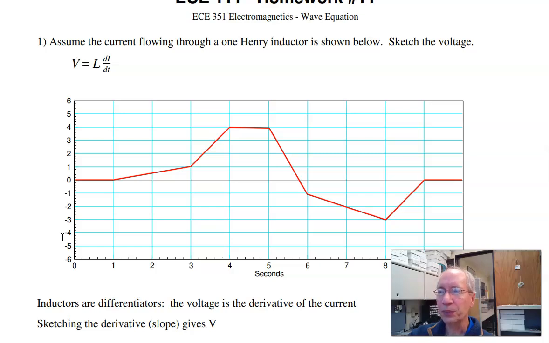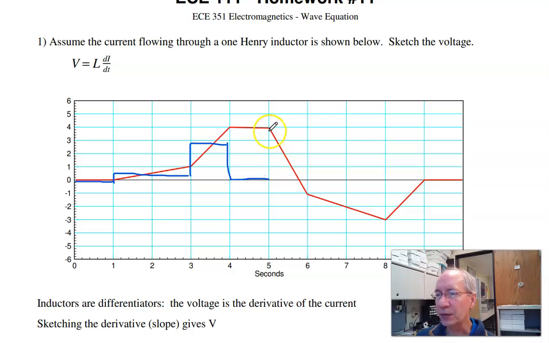What's the voltage? Well, if the inductor is 1 Henry, then the voltage is just the derivative of current. So to do that, the derivative is slope. So here the slope is 0, the voltage is 0. Here the slope is change in y over change in x, 1 over 2, 1/2. It's a jump up to 1/2. Now the slope is 3 over 1, jumps up to 3 volts. Slope is 0, jumps back down to 0 volts.